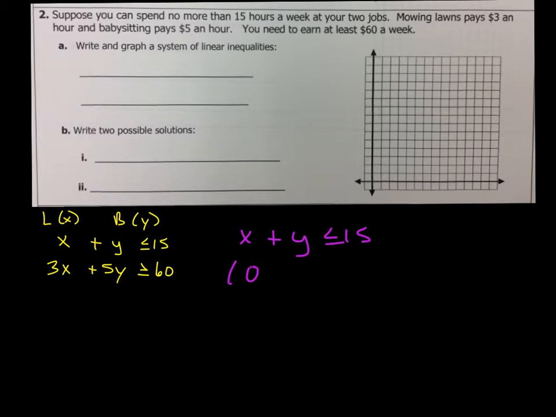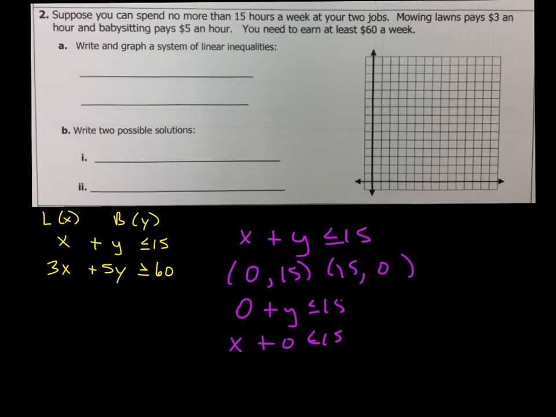So if I plug in 0 for x, and if I plug in 0 for y, well, when you use the cover-up method, when you plug in 0 for x, you get 0 plus y is less than or equal to 15. Therefore, your y value will be 15. The same thing applies when you plug in 0 for y. So x will also be 15. So right there, you have your intercepts.